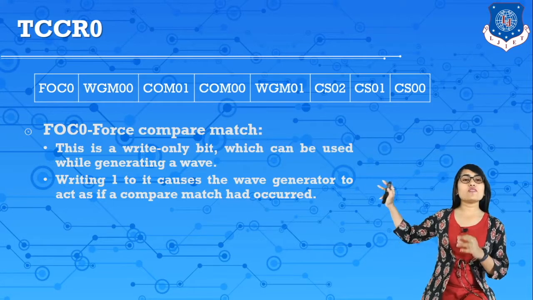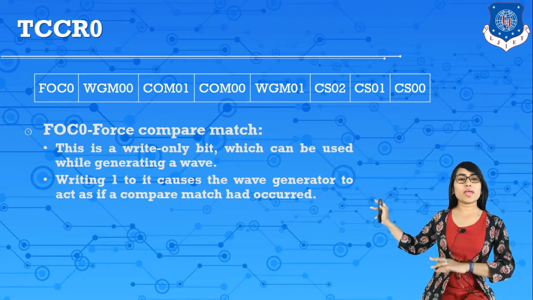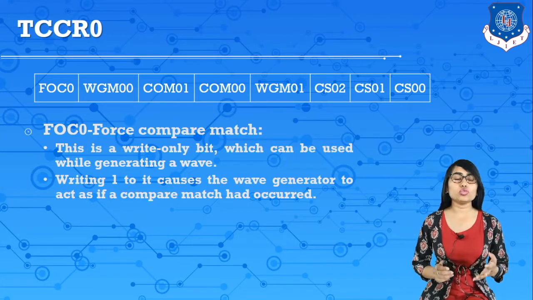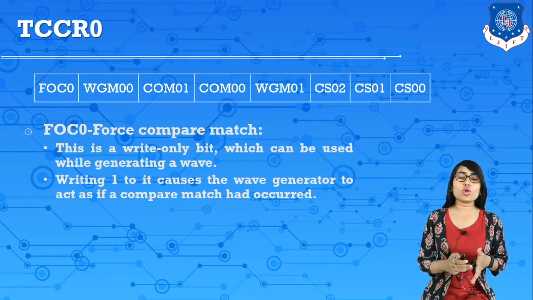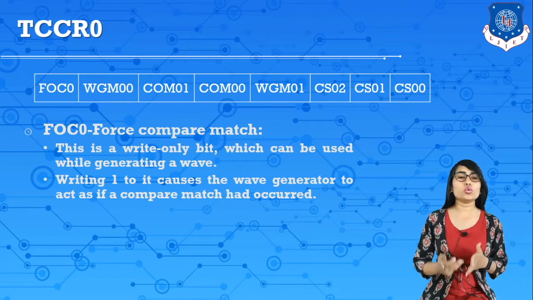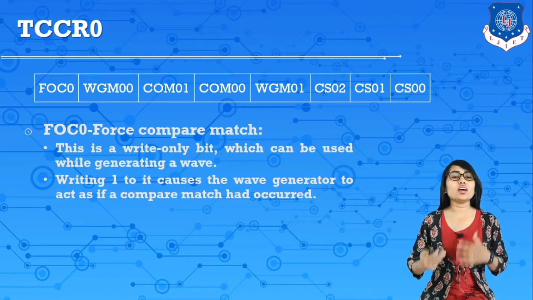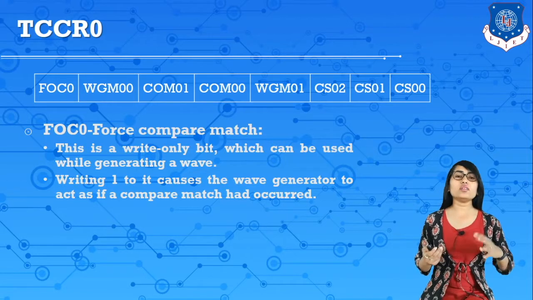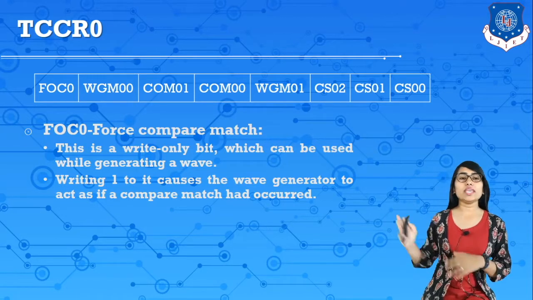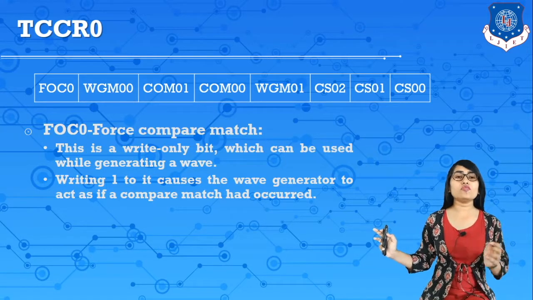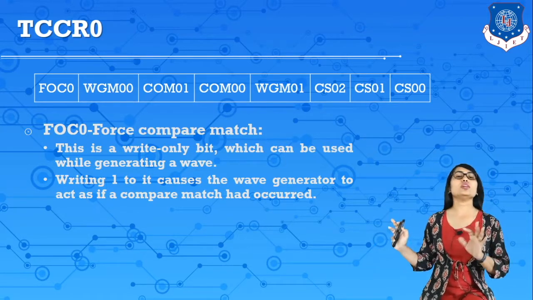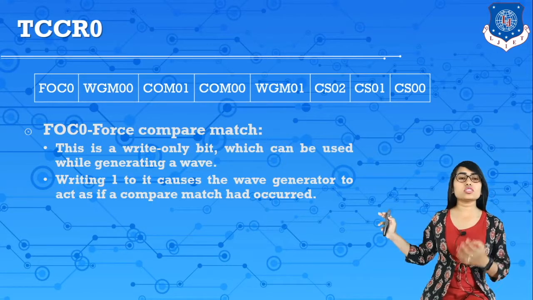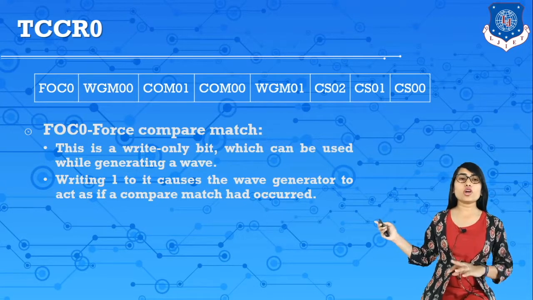First is FOC0, force compare match. This is a write-only bit which can be used while generating a wave. Writing a 1 causes the wave generator to act as if a compare match had occurred. If we want to stop our counter and match our desired value, we can make this bit 1, so it forcefully causes a compare match. It generates a match when this bit is equal to 1. So this is the force compare match for Timer 0.